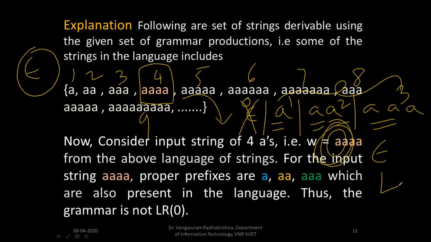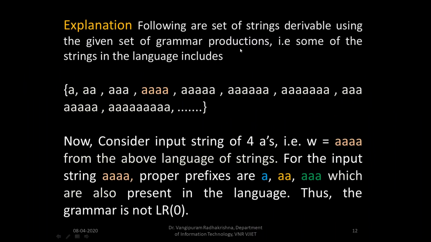So because these prefixes happen to be proper prefixes and they are belonging to the given language for some randomly chosen string of the form four sequential A's, this grammar cannot be categorized to be LR0. Hence, this is a grammar which is not LR0 grammar.